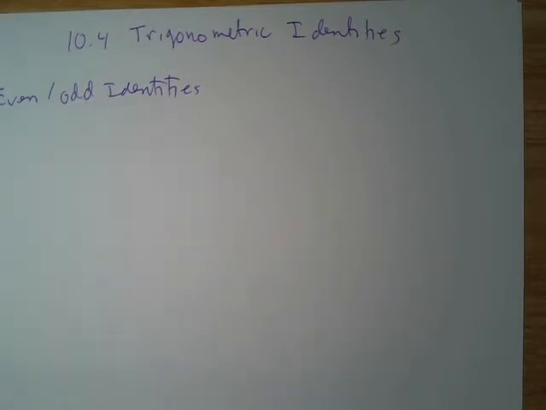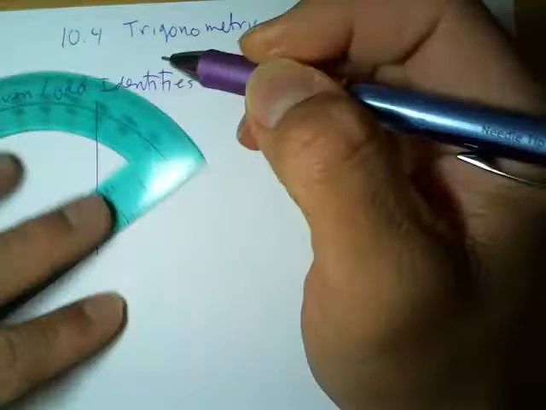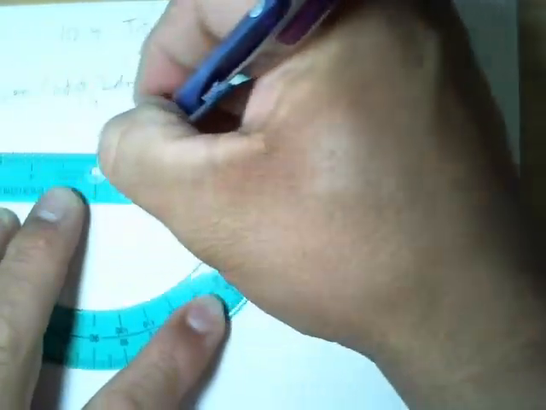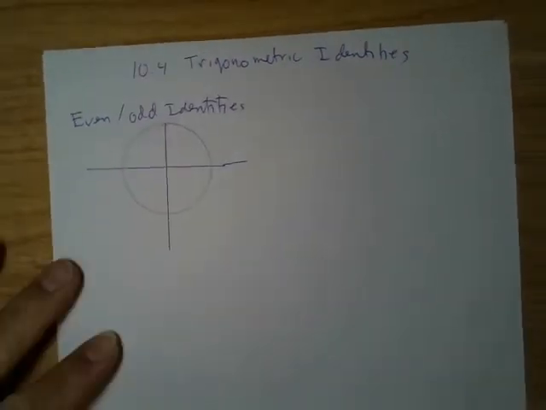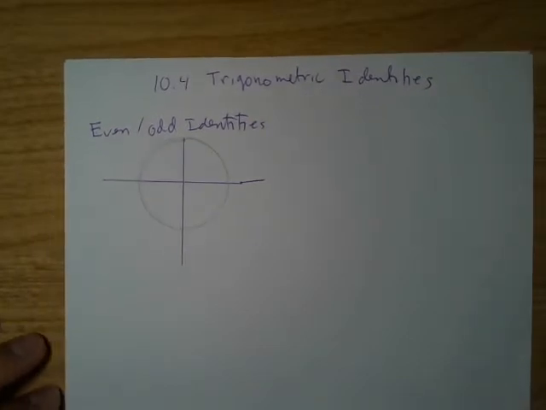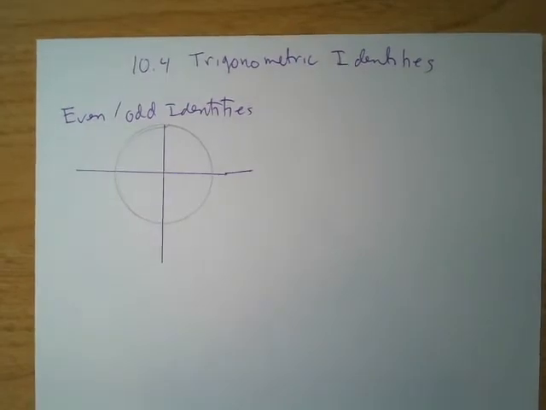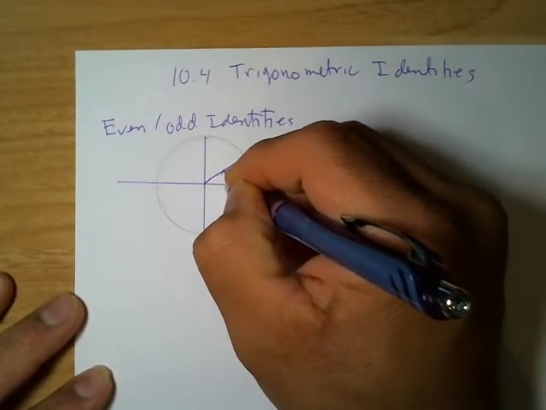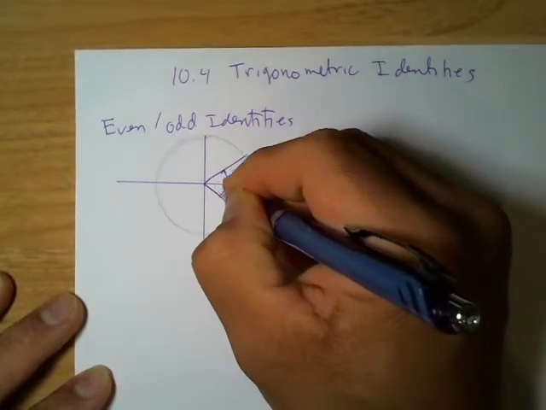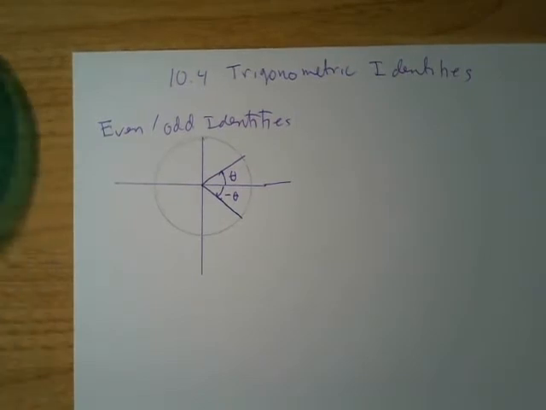All right, so for instance, when we have something like this, and if we have an angle theta, we'll call this theta in standard position, and negative theta, where we go in the clockwise direction.